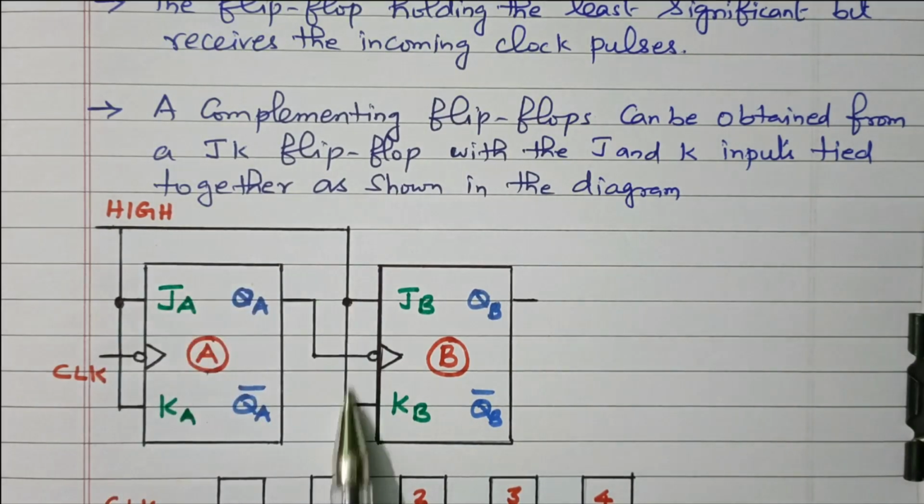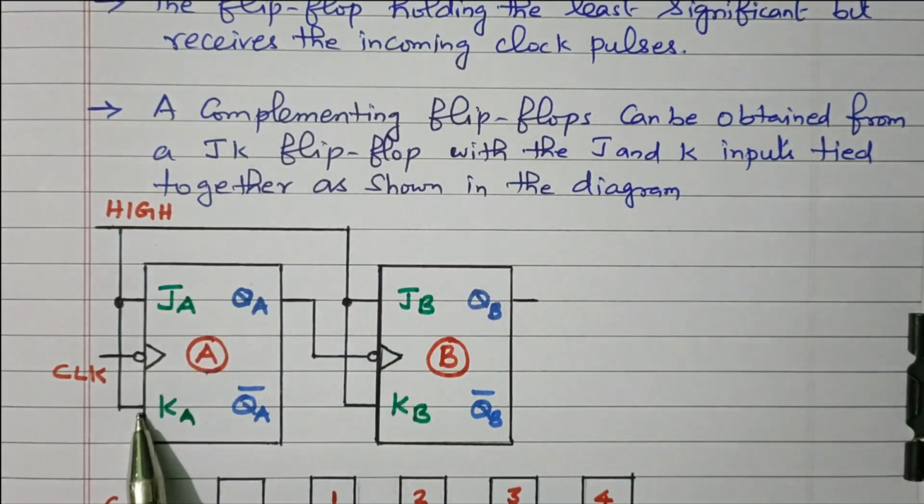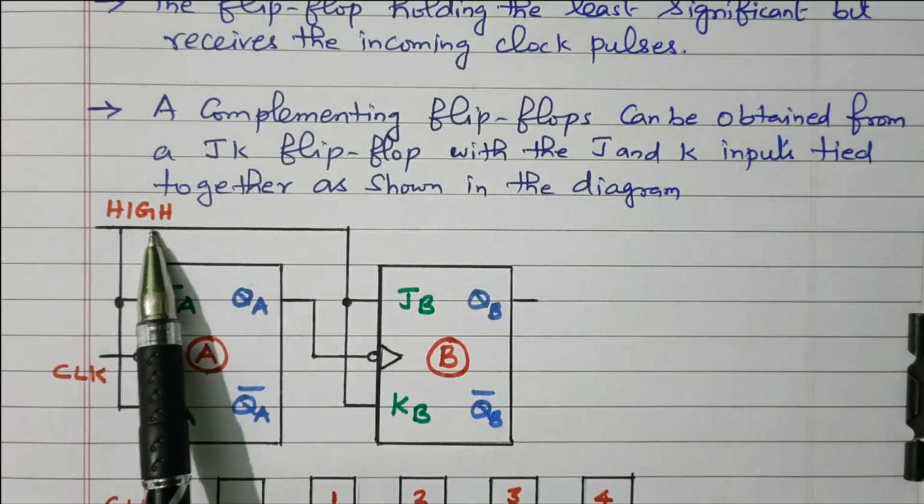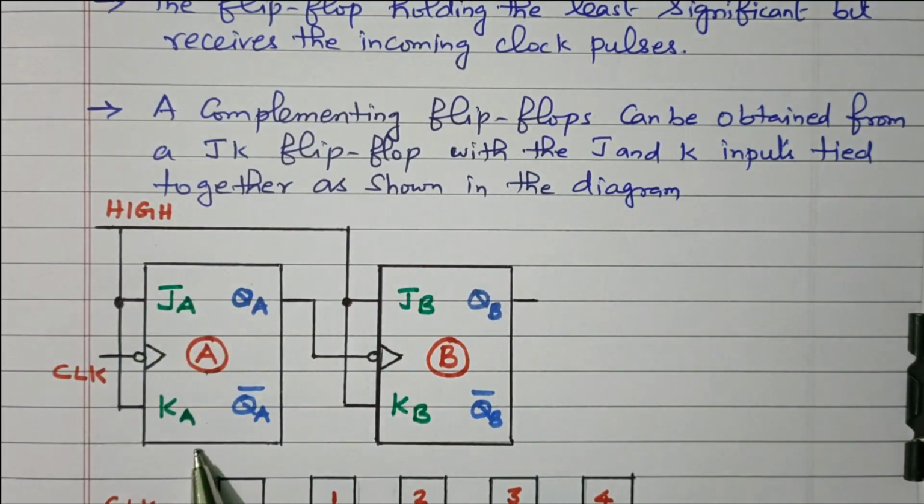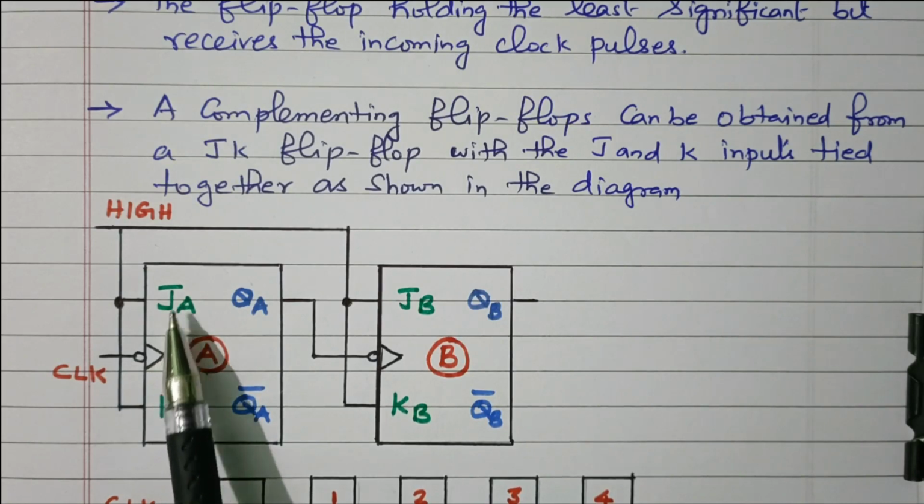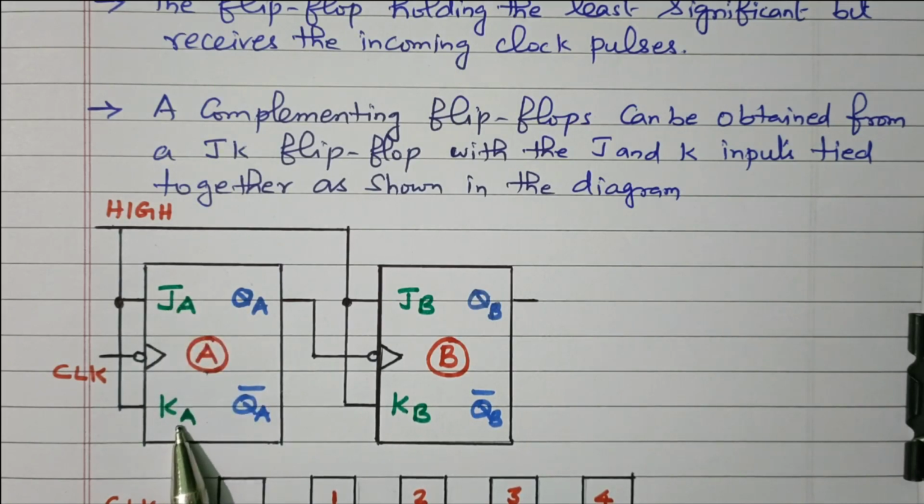Now the high input is given to the JK flip-flop. Both J and K are given as high, logic high. What is the nature of the JK flip-flop? If both the inputs are 0, 0, no change in the output. If both the inputs are 1, then it is toggle. 0 means 1, 1 means 0. That is the nature of the JK flip-flop.